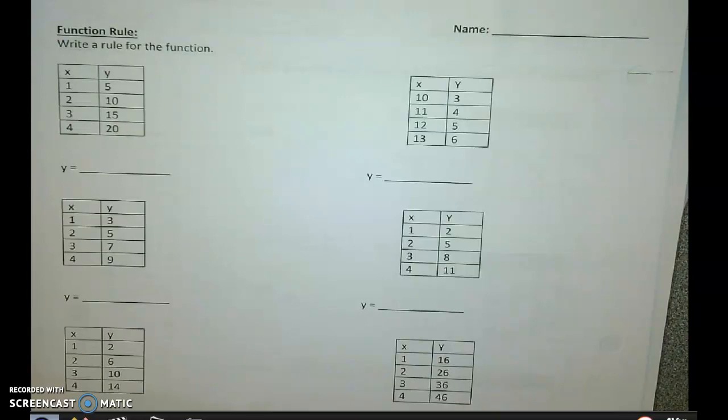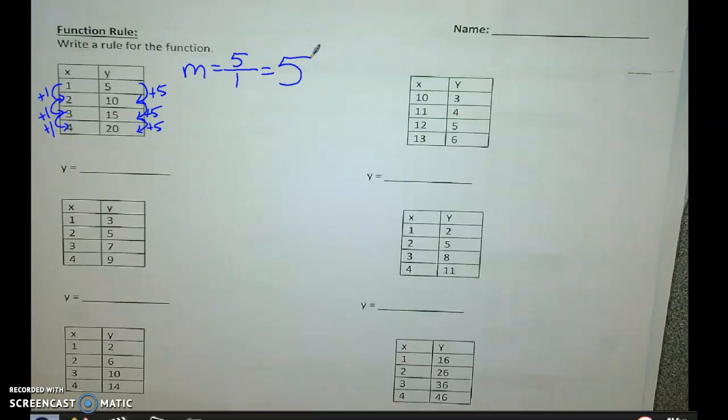Okay, so on the flip side, let's look at our first one. Change in y, plus 5, plus 5, plus 5. Change in x, plus 1, plus 1, plus 1. So for m, change in y is 5, change in x is 1, which equals 5.